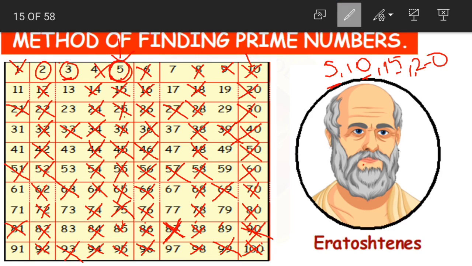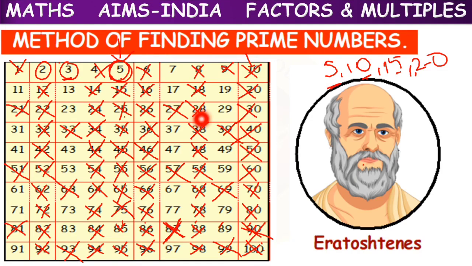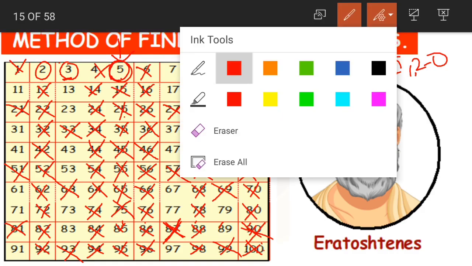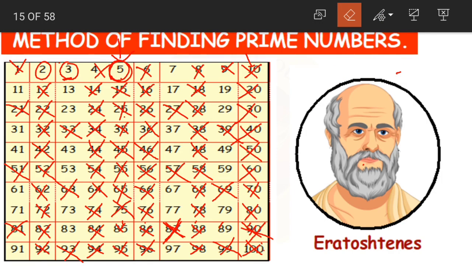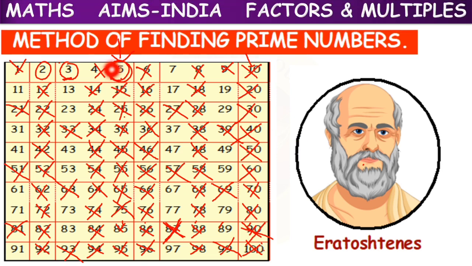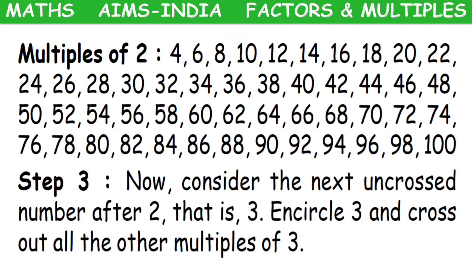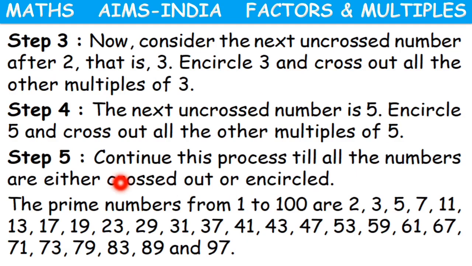Okay, so with that we will be crossing out all the multiples of 5. Very easy, right? The multiples of 5 have 5 or 0 at the ones place. So both the numbers in the columns 5 and 10 are crossed out. Now moving on to the next step.